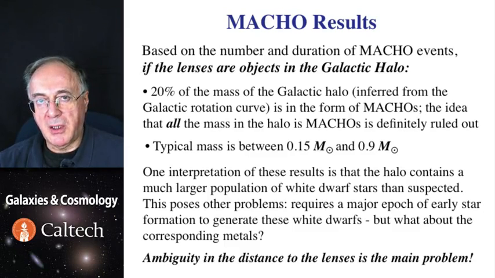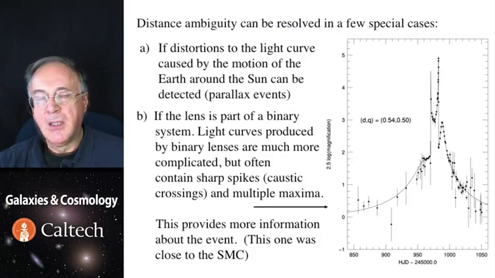But even if they were in a galactic halo, the sheer frequency of them eliminated the possibility that all of the dark matter is in the form of MACHOs, regardless of what the MACHOs are, brown dwarfs or black holes or anything else. This was still a very powerful result.